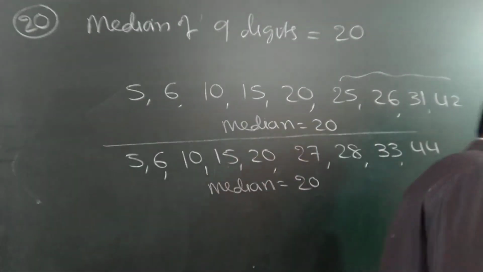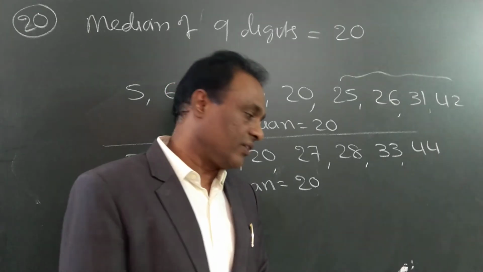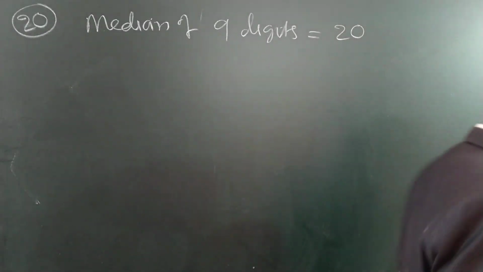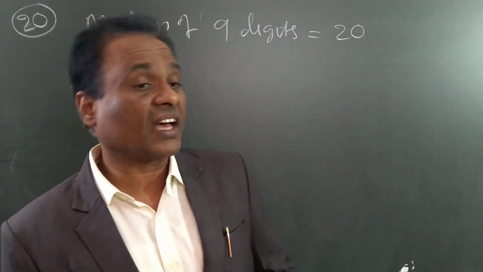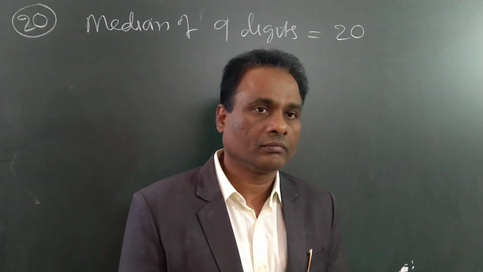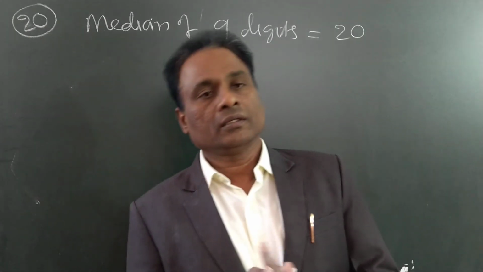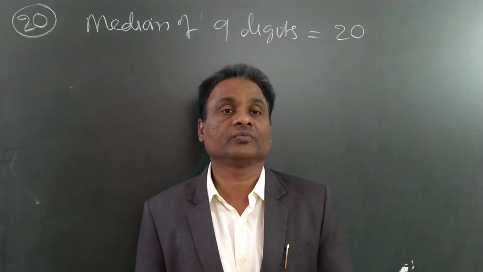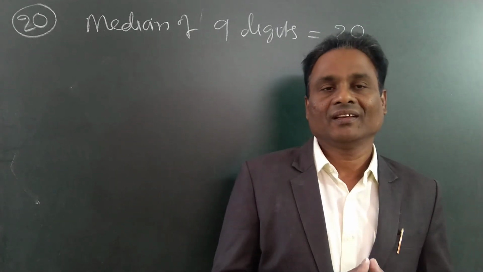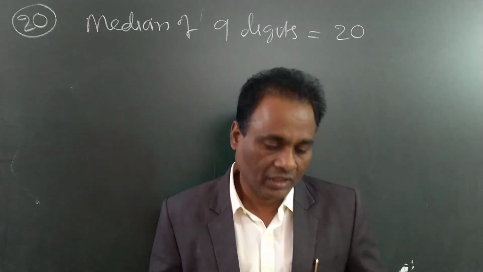So write down the data. No, don't write any solution, just a conclusion. The median of the 9 digits is equal to 20. That you write as the first step. If the last 4 digits are increased by 2, then it doesn't change the median.